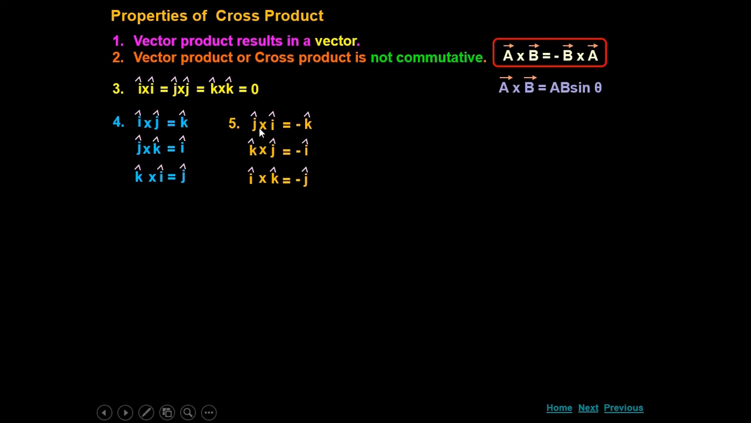That is the reason you are getting j cross k equals i, and k cross i equals j. Similarly, if you take k cap cross j cap, it is the yz plane, but it is not j cross k, it is k cross j, reverse. So j cross k means the yz plane, and k cross j is also the yz plane.